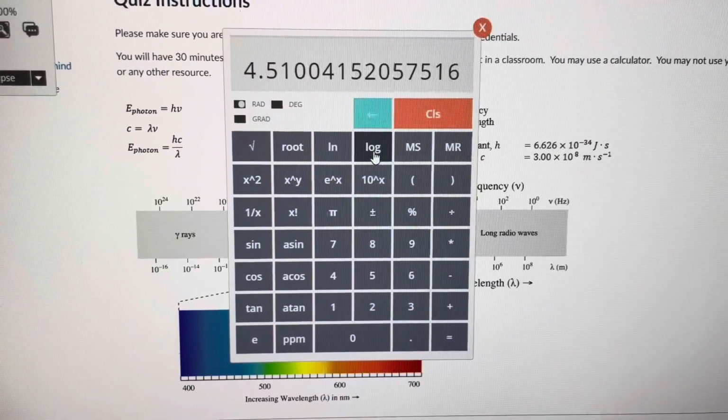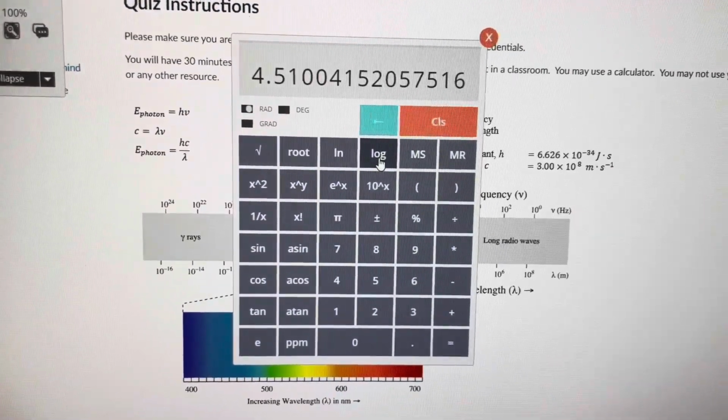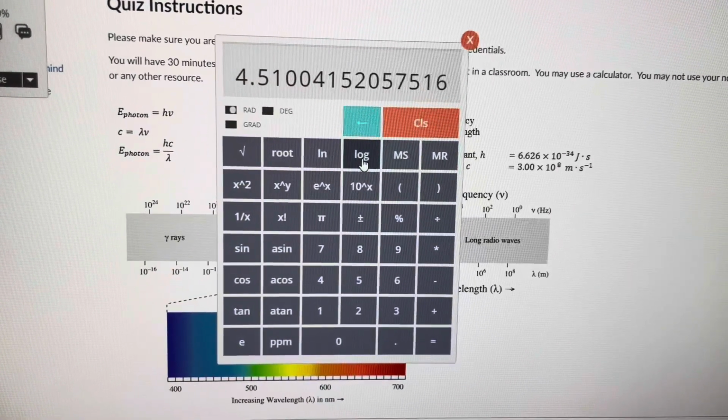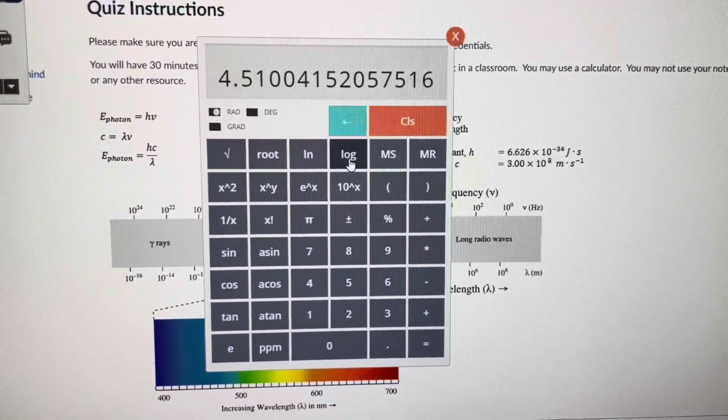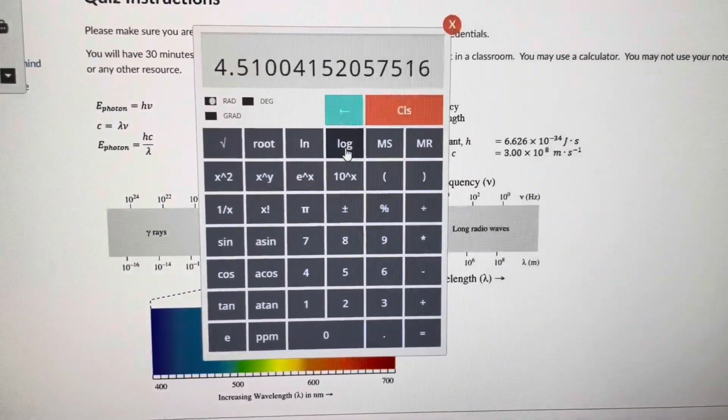Go back, and if that was confusing, go back and rewatch it. Remember, you're taking 1 over your number and then clicking log, and that will give you the negative log of the number that you're looking for.